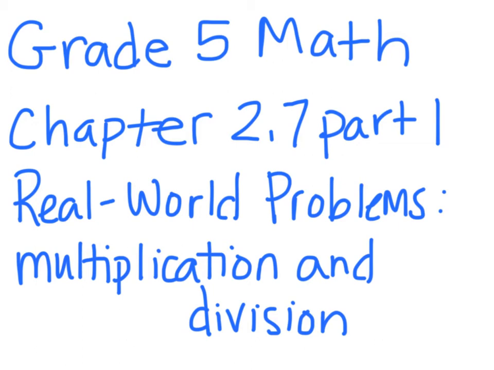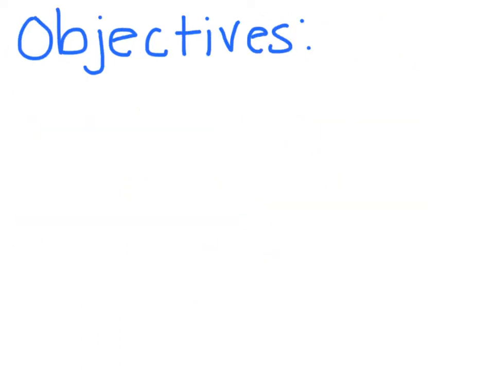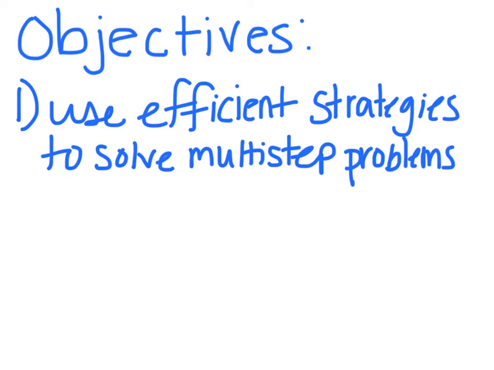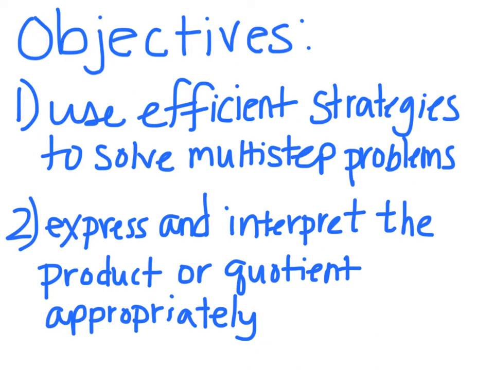This is Chapter 2.7, Part 1, Real-World Problems, Multiplication, and Division. Hint: in this book, anytime you see the words real-world problems, it's really code for word problems. So let's get started. There are two main ideas in this lesson. The first is to use efficient strategies to solve multi-step problems. And the second is to express and interpret the product or quotient appropriately.